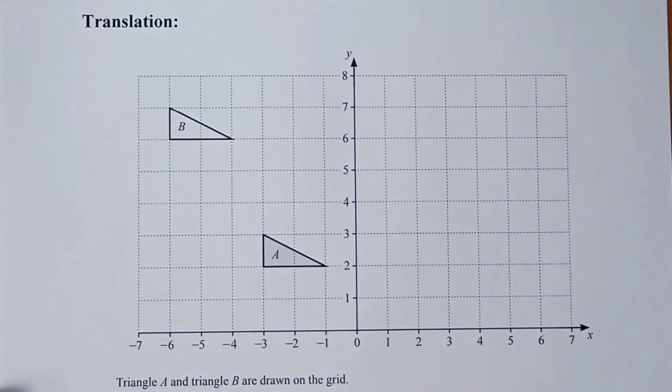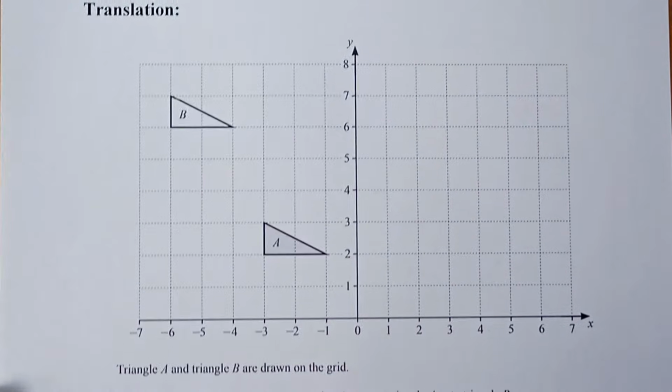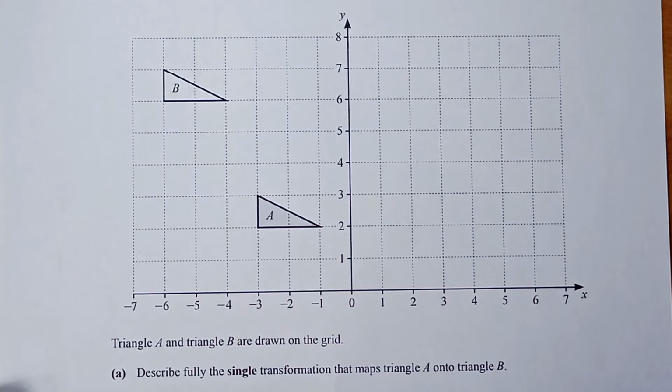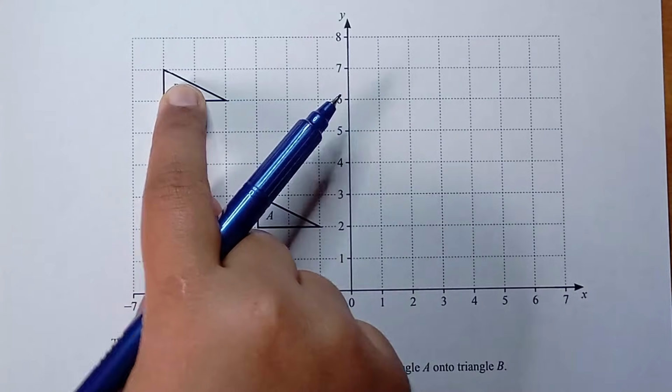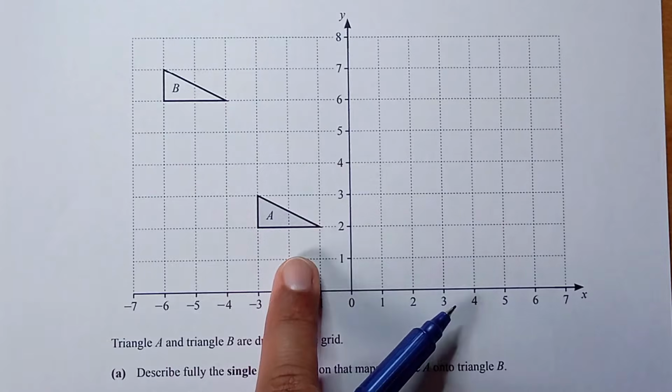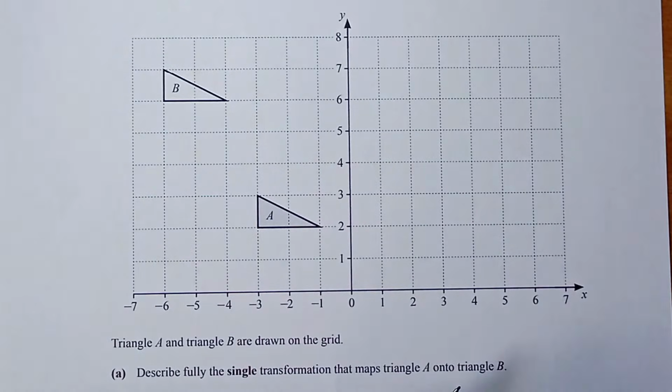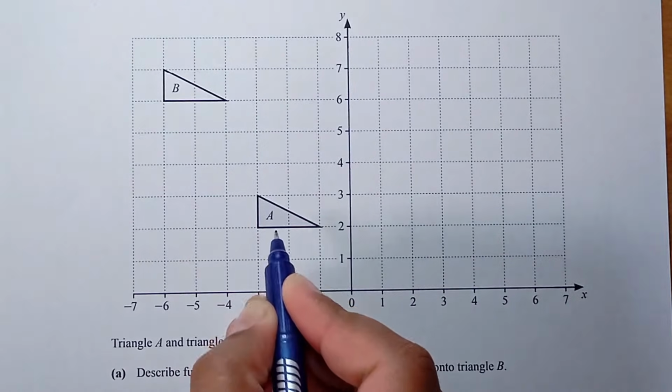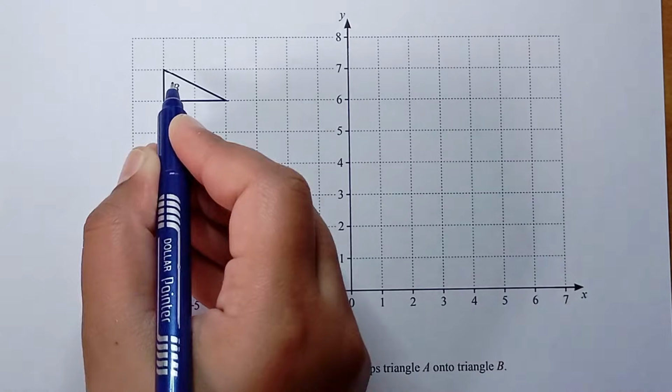Let me explain the translation with the help of an example. I have a grid and triangle A and triangle B are drawn on the grid. In part A, describe fully the single transformation that maps triangle A onto triangle B. As you can see, from A to B the shape is the same and the size is the same. It is just a translation and we need to find how much shape A is translated to get shape B.